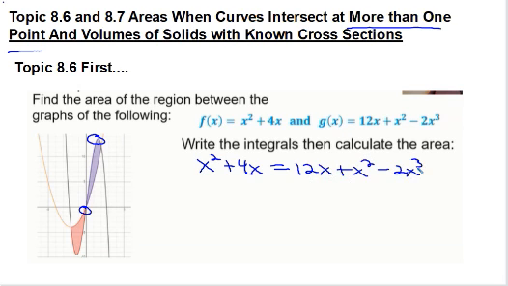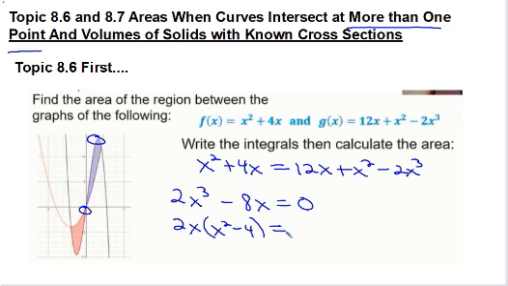And as calculus students, we should be able to do this fairly quickly. We get everything on one side, and we have 2x cubed minus 8x equals 0. Pull out a 2x, and we've got x squared minus 4. And if we solve that, we get 3 zeros: x equals 0, 2, and negative 2.